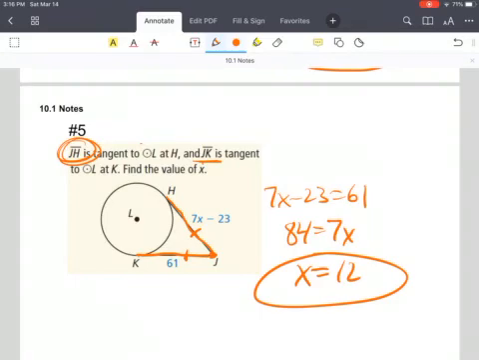So make sure you go back and review any vocab that you need from this section. It's going to be crucial that we know the vocab as we move forward for the rest of Chapter 10. And make sure you complete any other work for 10.1.